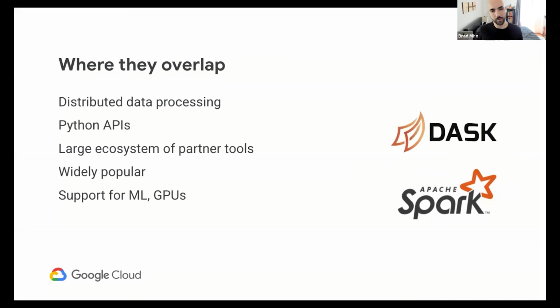So let's start with where they overlap. The idea behind both of them is the ability to do distributed data processing. They both do that super well. They both contain APIs in Python, Python being the main language for Dask and an option for Spark. They both contain large ecosystems of partner tools. And again, you're going to hear all about different Dask tools this weekend. You heard about some just now.